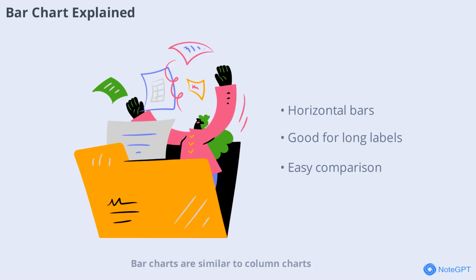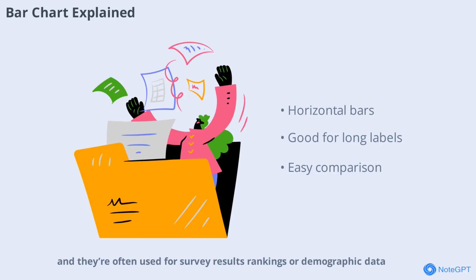Bar charts are similar to column charts, but they use horizontal bars instead of vertical ones. This format is especially useful when you have long category names or want to compare many items at once. Bar charts make it easy to see differences between categories, and they're often used for survey results, rankings, or demographic data. If your data labels are too long for a column chart, switching to a bar chart can improve readability.